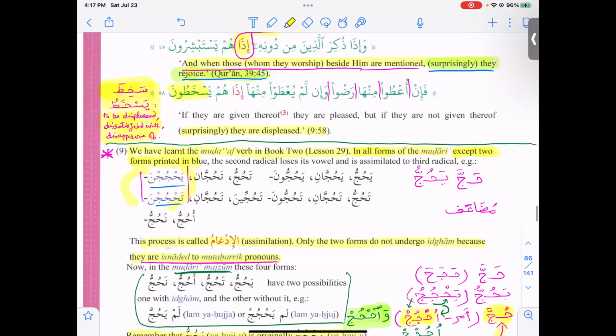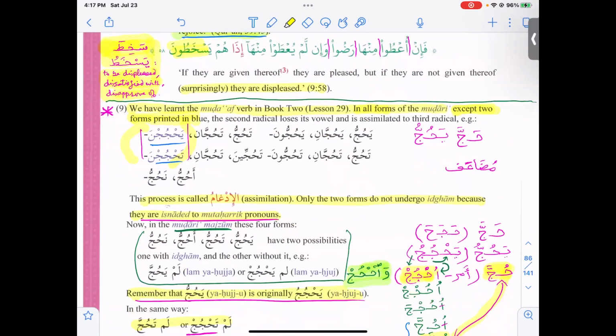So now let us see for two minutes or so. Hajja, yahujju, yahujjani, yahujjuna, tahujju, tahujjani, yahjujna. Now nothing is given here, so I will say something. Huwa yahujju, huma yahujjani, hum yahujjuna, hiya tahujju, huma tahujjani, hunna yahjujna.